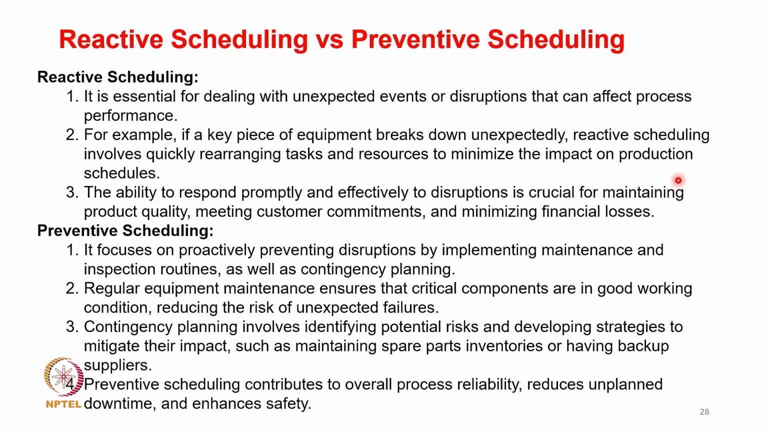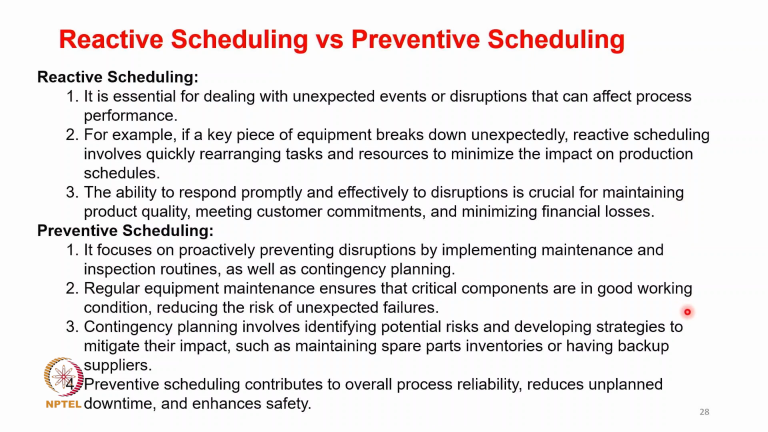Reactive scheduling is all about quickly rearranging the tasks and resources to minimize the impact on the production schedule. The ability to respond promptly and effectively to this disruption is key, as is maintaining the product quality, meeting the customer demands, and minimizing the financial losses. If your scheduling is reactive, suddenly you can reconfigure and find the optimal solution. We say that the schedule is robust.